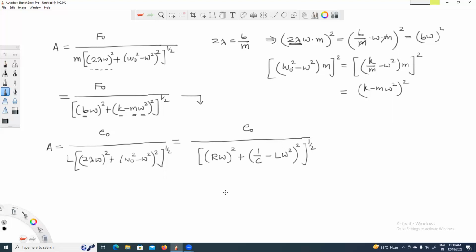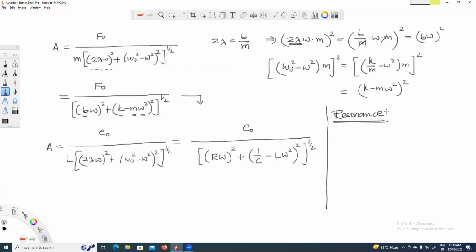Now again, we're going to study certain special cases for these forced oscillations, because now we have applied an external force, which is periodic in nature. So we have special conditions, and the only special condition we study here is called resonance.